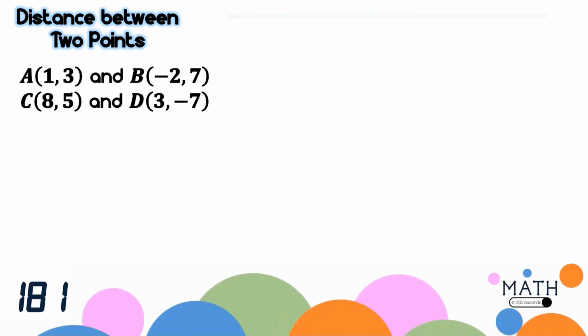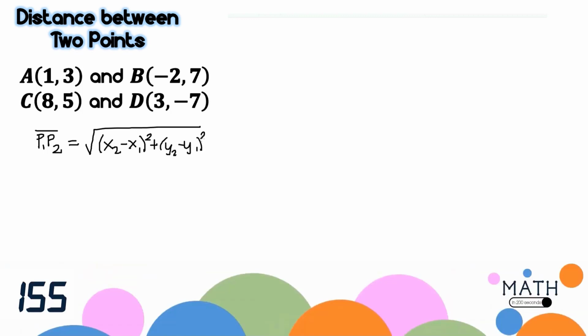The distance formula between 2 points, let's say P1 and P2, the distance represented by the segment connecting them is equal to the square root of the sum of these squares: x sub 2 minus x sub 1, you square it, then you add y sub 2 minus y sub 1, and then you square it.